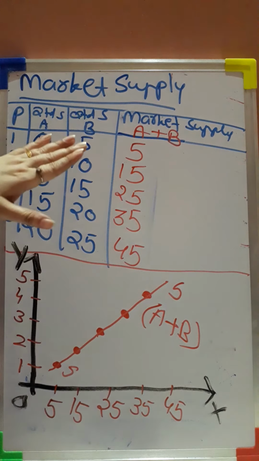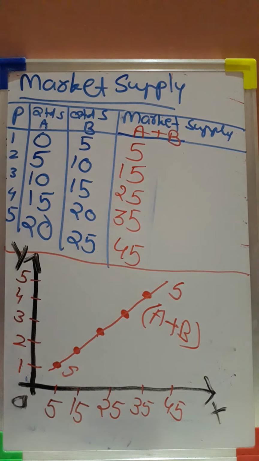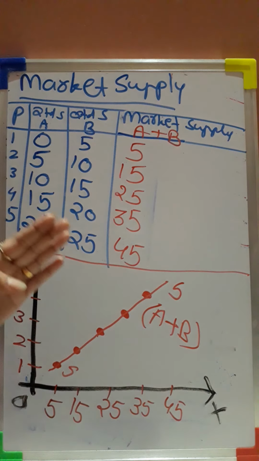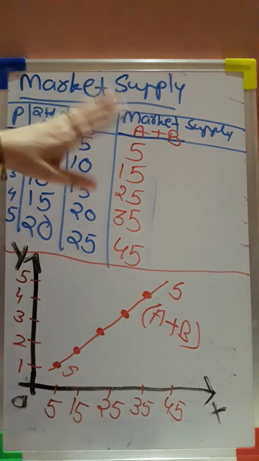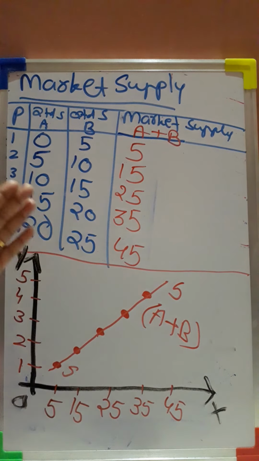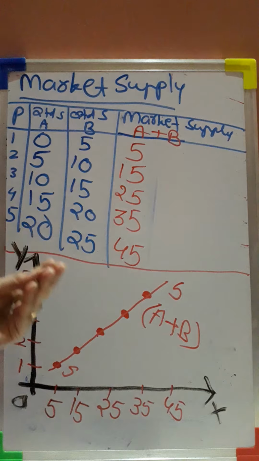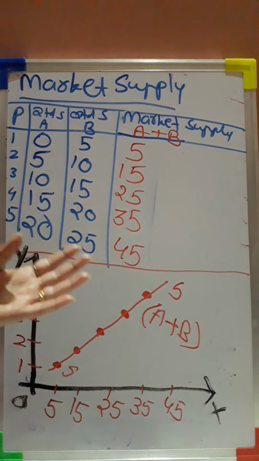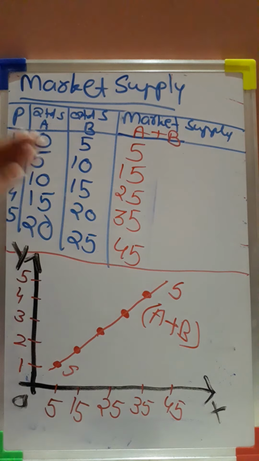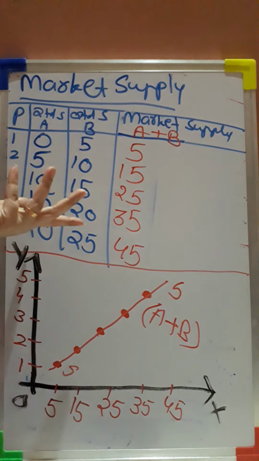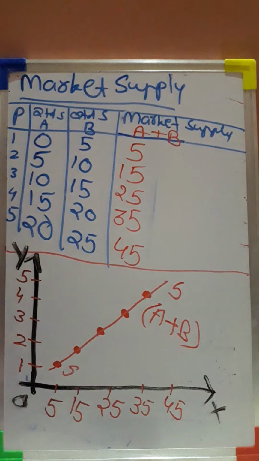So market demand means the total quantity of commodity demanded by all the individual consumers at a given price and time in the market. And market supply means the total quantity of commodity supplied by all the producers at a given price and time in the market. I hope no one has any type of doubt. If there is any doubt, you can ask me a question anytime. I hope this video will definitely help you to understand the concepts of market supply and market demand.